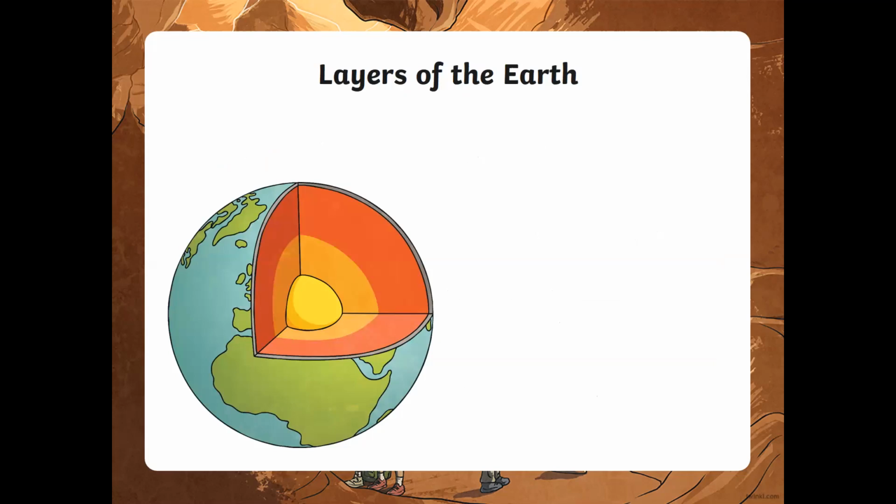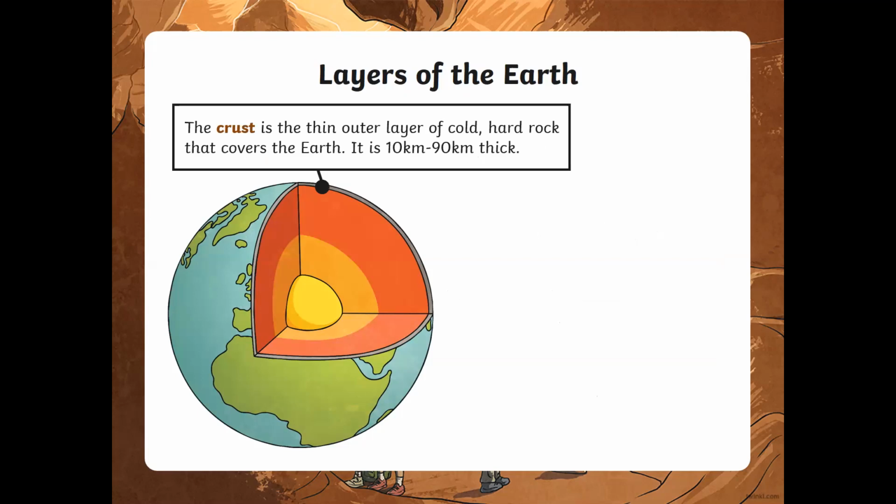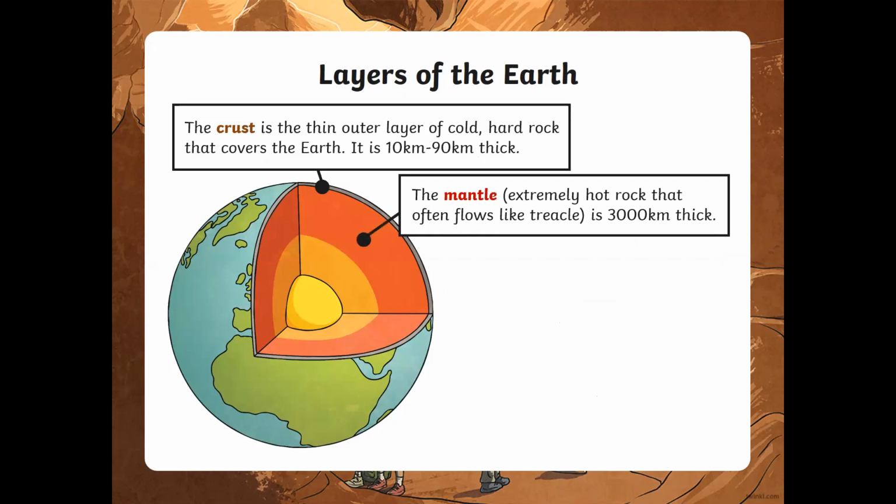The earth is also made up of various layers. We have the crust, which is a thin outer layer of cold, hard rock that covers the earth. It is 10 kilometers to 90 kilometers thick. Then we have the mantle, which is extremely hot rock that often flows like treacle and is 3,000 kilometers thick.